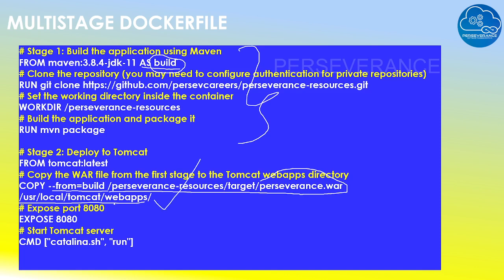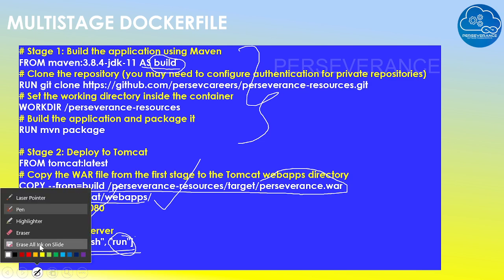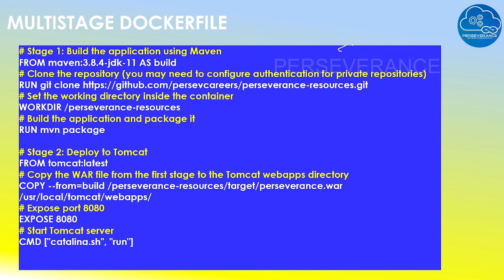So now deployment is completed. Tomcat operates on 8080, and now what is CMD? Catalina.sh is a shell script which will help us to start the Tomcat server. We need to give run. We should give this as per the requirement. All right, fine. So now clear it. Now we have a multi-stage Dockerfile.